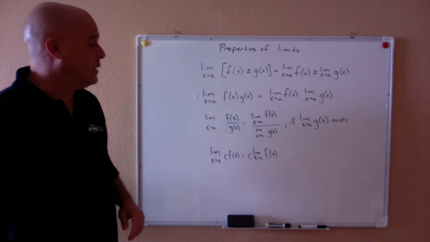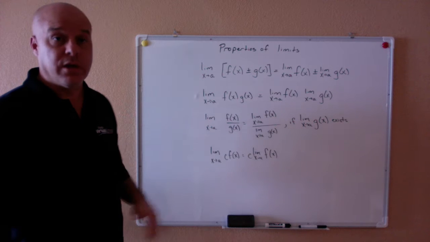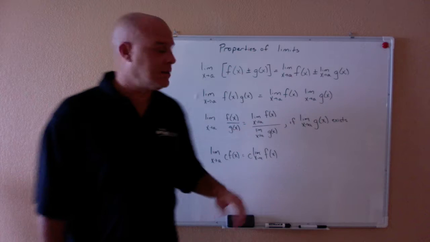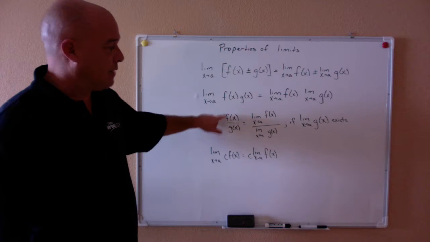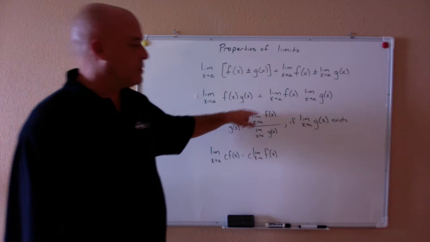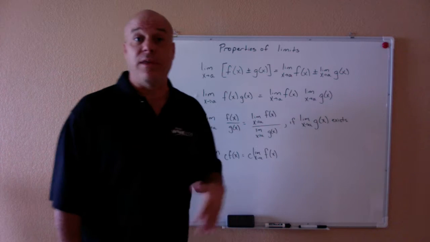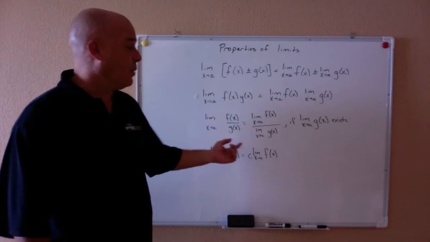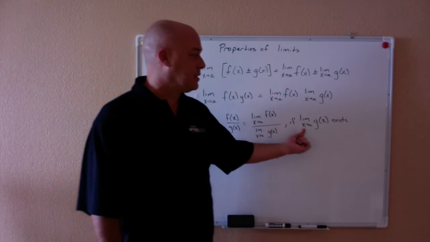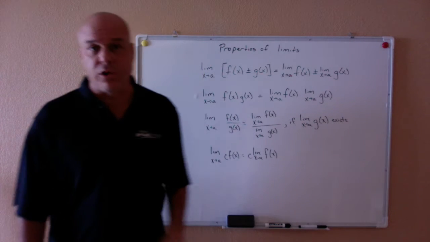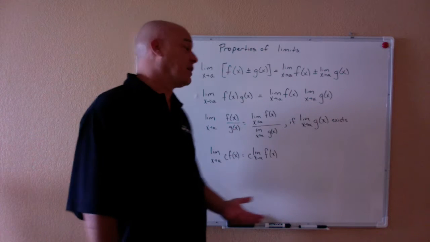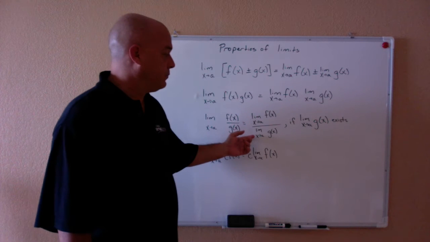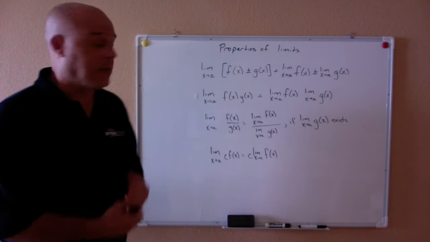Our third property here is that the limit of the quotient is equal to the quotient of the limits. So the limit as x approaches a of f of x over g of x is the same as the limit as x approaches a of f of x divided by the limit as x approaches a of g of x. So I can look at those independently. One caveat with this, not surprisingly, is that this is only true if the limit as x approaches a of g of x exists and is not equal to 0. We've got to be careful about things like that.